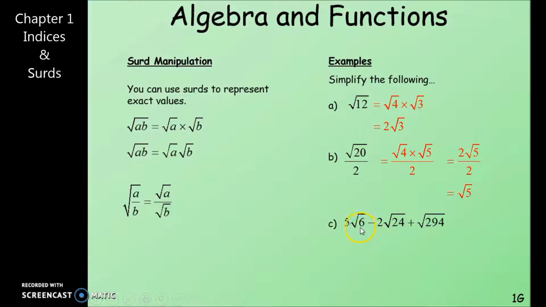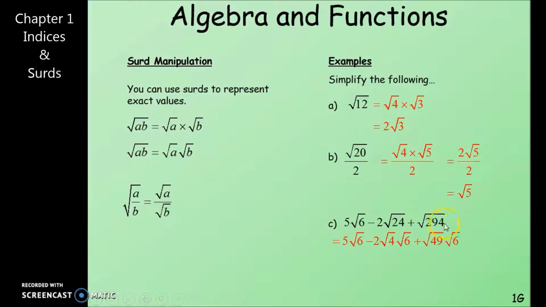So we've got 5 root 6. Now there's no square numbers that go into 6, so I'm going to leave that as it is. And let's look at this one. We've got minus 2 root 24. Now I know that 4 goes into 24, and it would be root 4 times root 6 that would make 24. So that's helpful because we want root 6's at the end of this. So let's have a look. If we wrote it like this, root 4 times root 6, remember we can simplify the root 4. That would become a 2. You'd have minus 2 times 2, which is going to be minus 4 root 6.